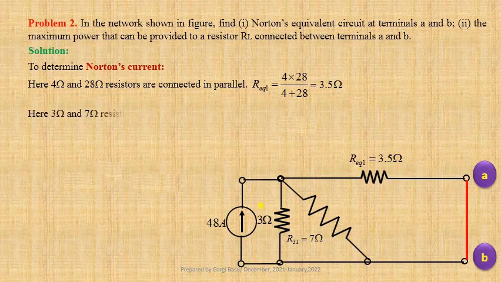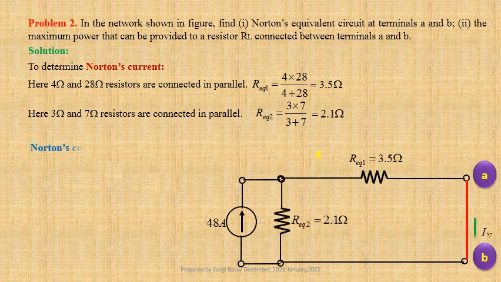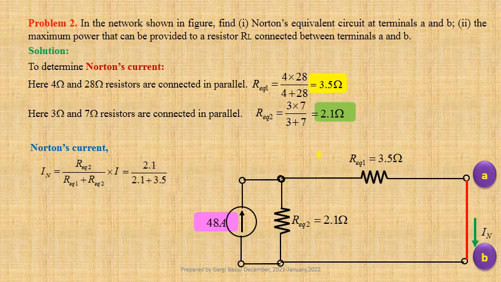Here 3 ohm and 7 ohm resistors are connected in parallel. Their equivalent resistance Req2 equals 3 into 7 divided by 3 plus 7 equals 2.1 ohm. Norton's current In equals Req2 divided by Req1 plus Req2 into I. Using values we get 2.1 divided by 2.1 plus 3.5 into 48. That gives us 18 ampere.